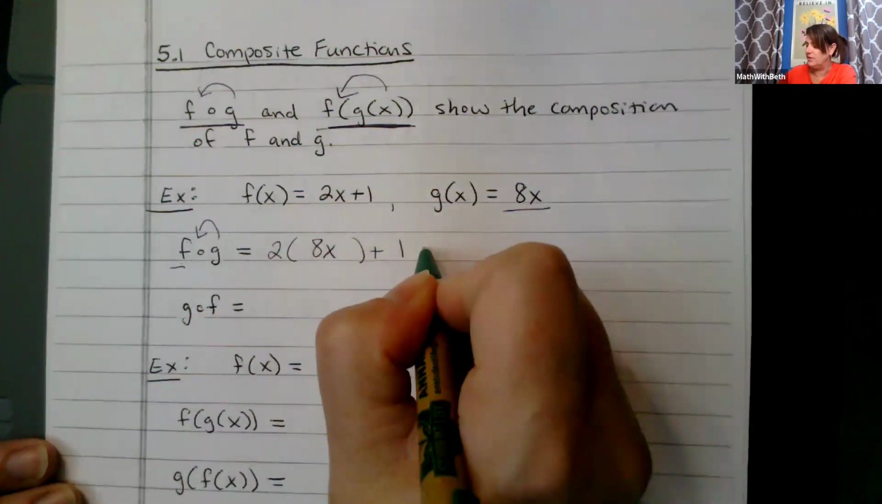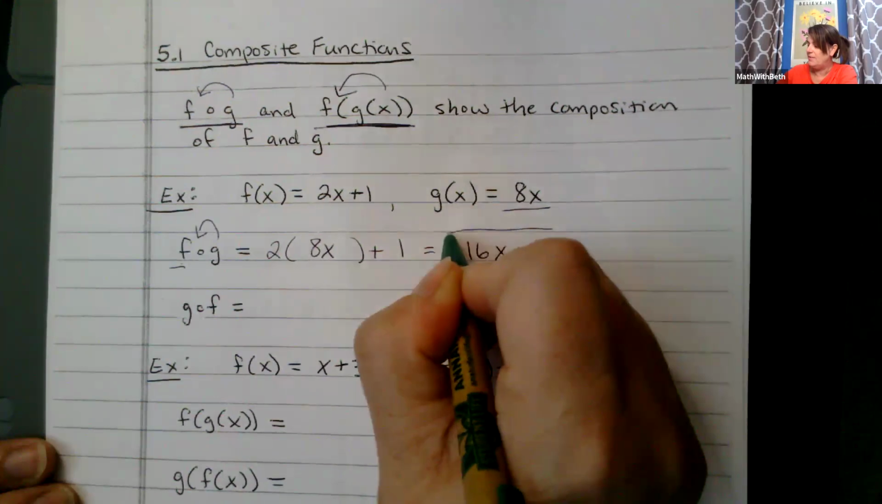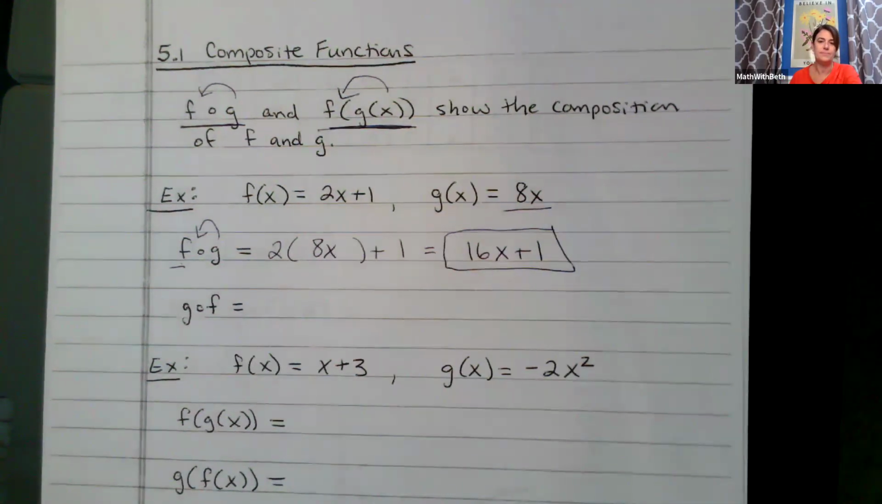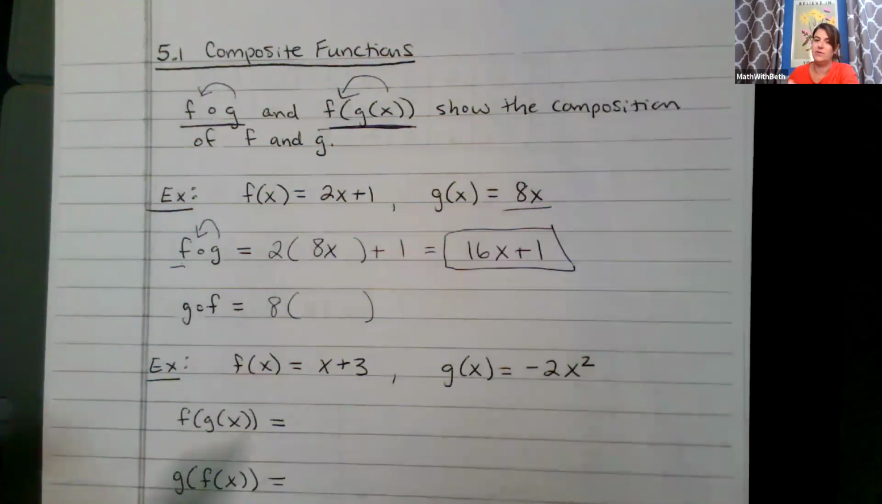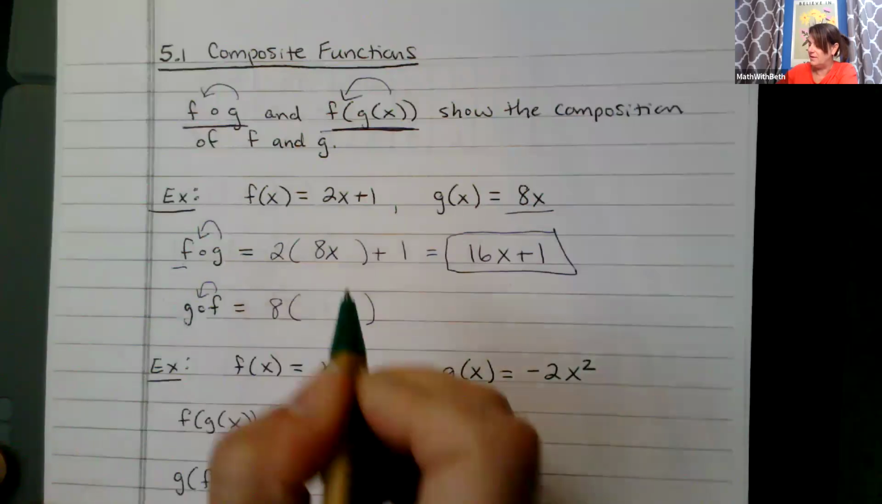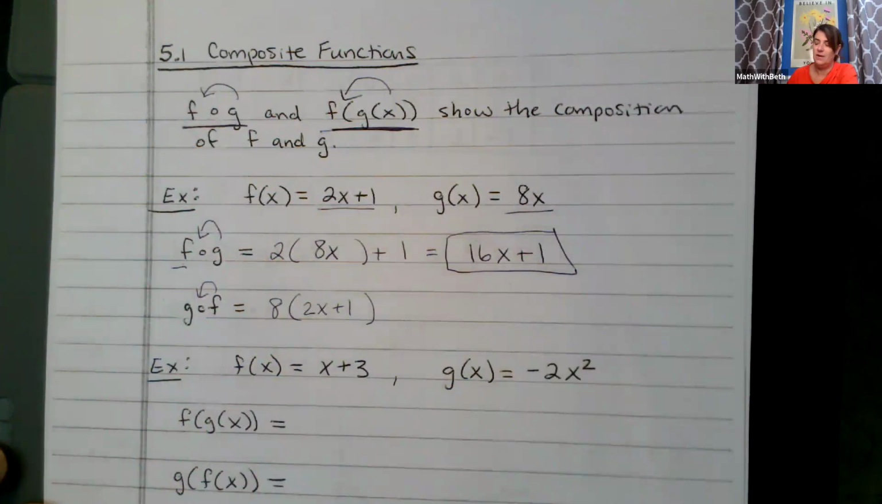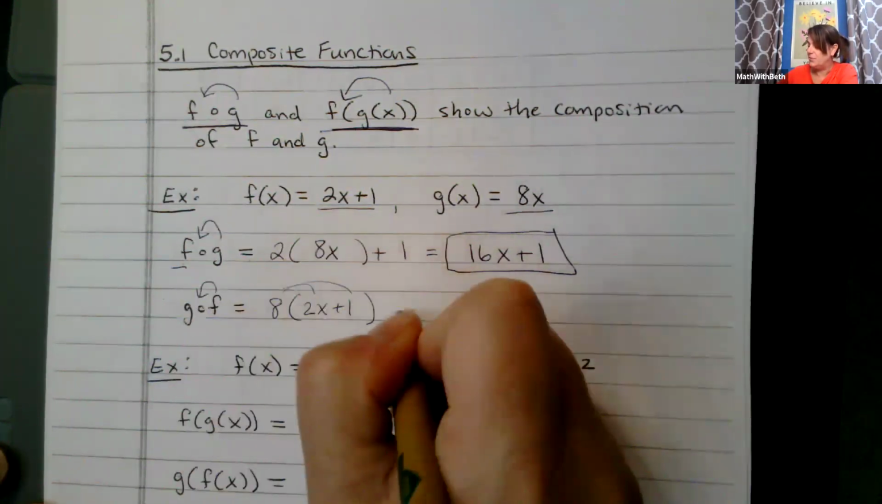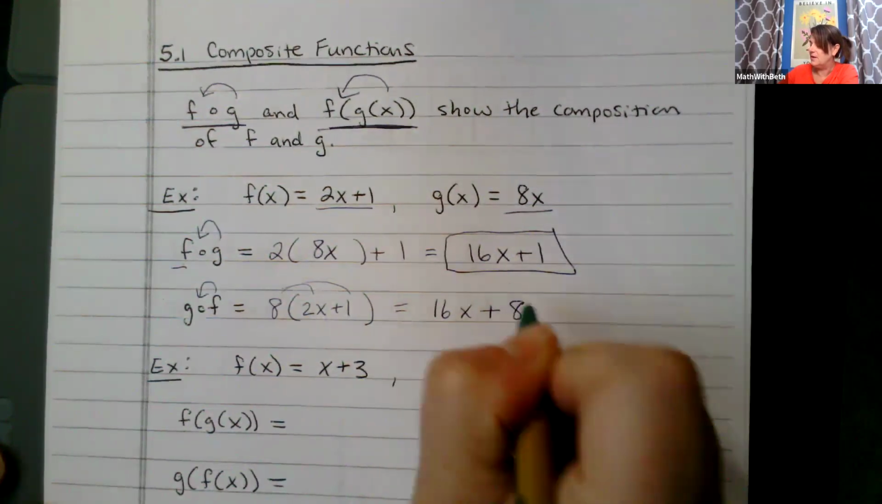So in this case, all we can do is the 2 times the 8x, and you cannot add those. So we are done. Now let's just do the opposite. This time we're putting the f inside the g. So I'm going to start with the g function and leave a space where the x was. And now what am I putting in there? I'm putting the f inside there, so that would be 2x plus 1. This time I can distribute the 8 and it would be 16x plus 8.